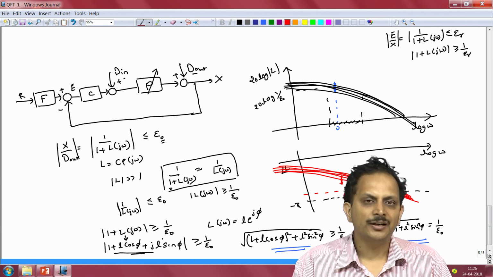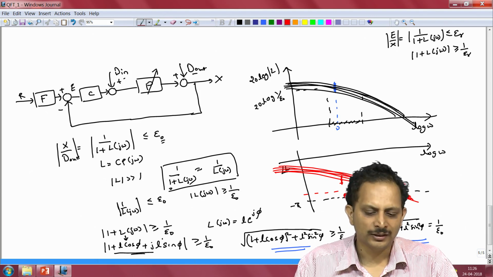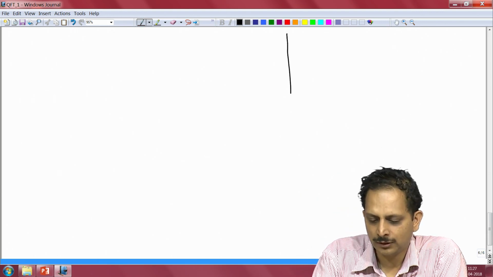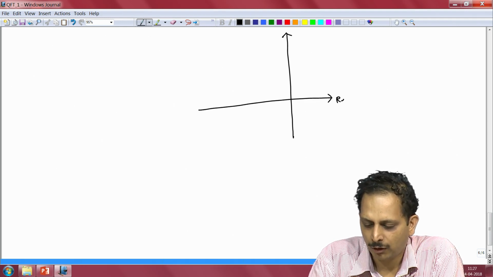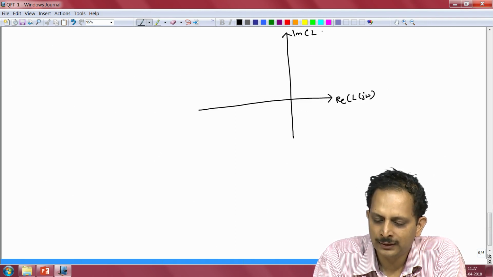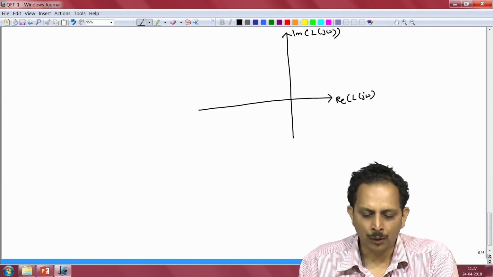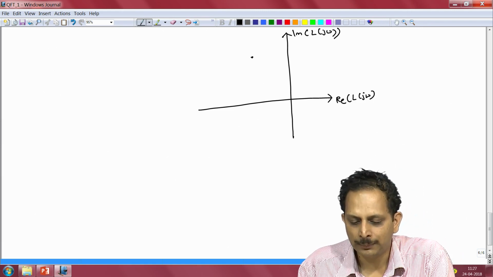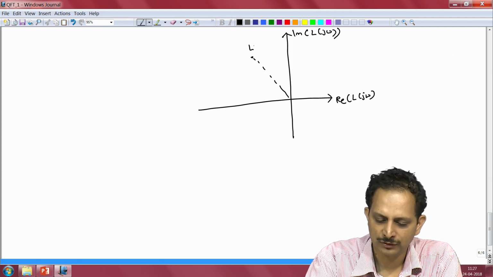Let us see that by considering, for instance, the constraints on rejection of output disturbance exactly in the manner as we have done here. So, I shall first plot the Nyquist plot, which essentially plots the real part of the loop gain L of j omega with respect to the imaginary part of the loop gain L of j omega. Now, any arbitrary point in this complex plane of imaginary part of L versus the real part of L essentially represents the complex number L of j omega.